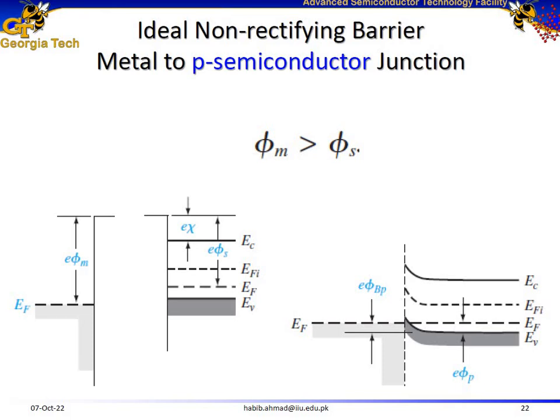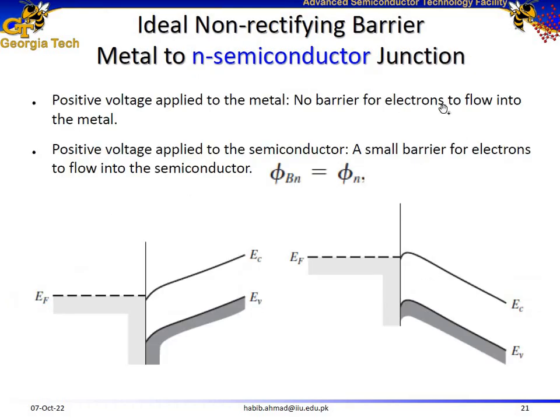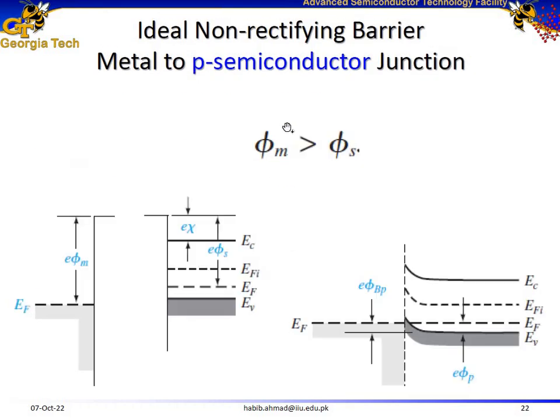All right. So in the previous slides, we considered N-type semiconductor. How about a P-type semiconductor? What are the conditions for a non-rectifying barrier for a P-type semiconductor? For metal to P-type semiconductor, we have a metal and we have a semiconductor, and the semiconductor now is P-type. How do we know that? The Fermi energy level for a P-type semiconductor is going to be close to the valence band.